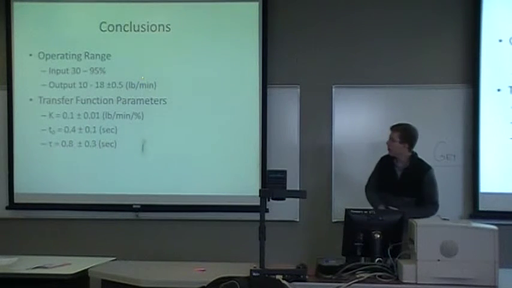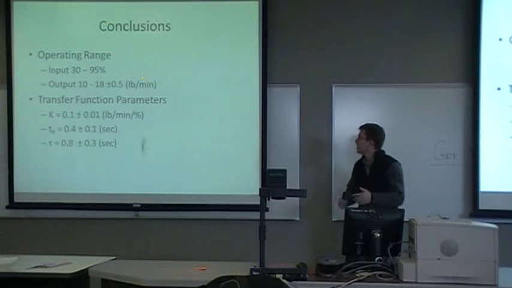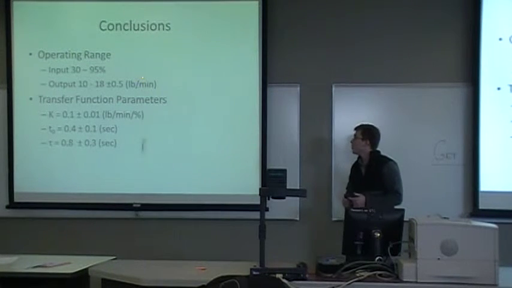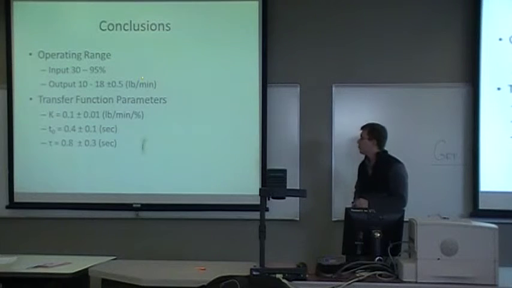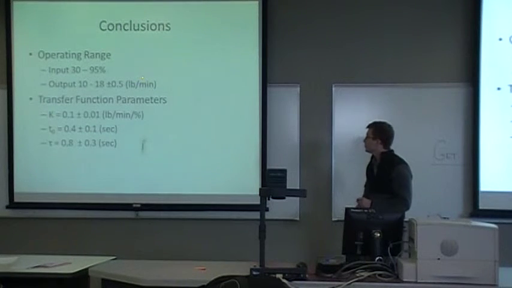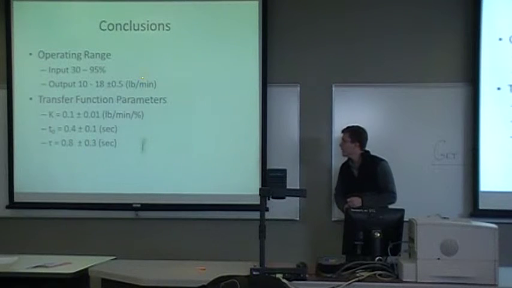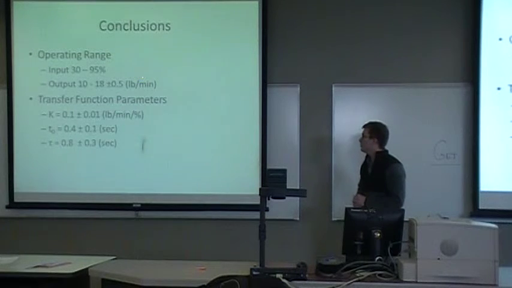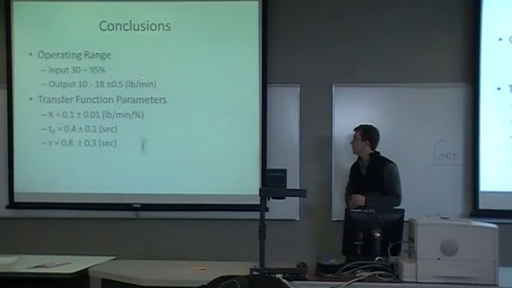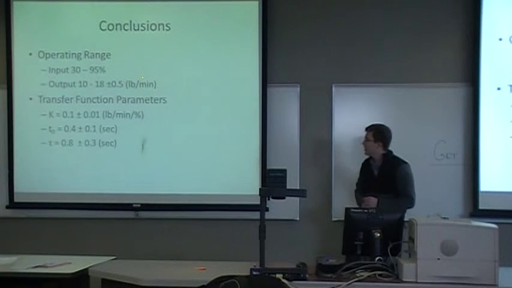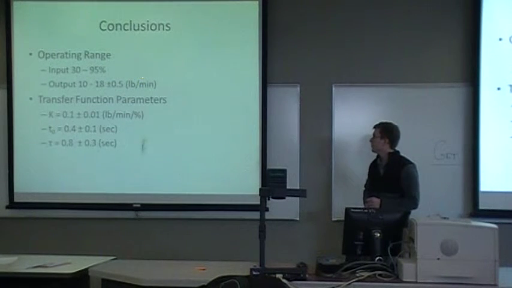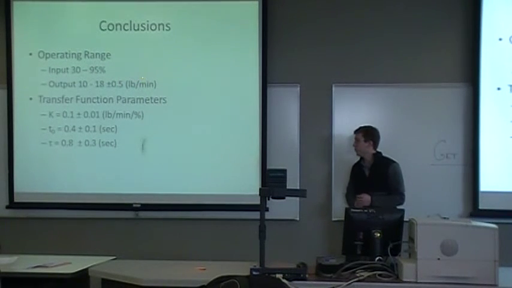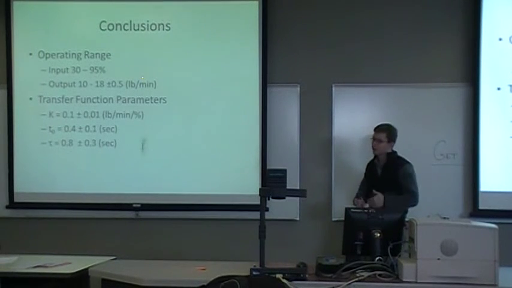Okay. And if we compile all this information in a simple slide, I hope you get what we did. The operating range was between 30 and 95%. The output was from 10 to 18 pounds per minute with an uncertainty of 0.5 pounds per minute. And the transfer function parameters from the step response: a gain of 0.1 pounds per minute per input percentage with an uncertainty of 0.01. The dead time, 0.4 with an uncertainty of 0.1 seconds. And the time constant, 0.8 plus or minus 0.3 seconds. And that had the highest uncertainty because we all kind of got different answers for that. It's a graphical method.